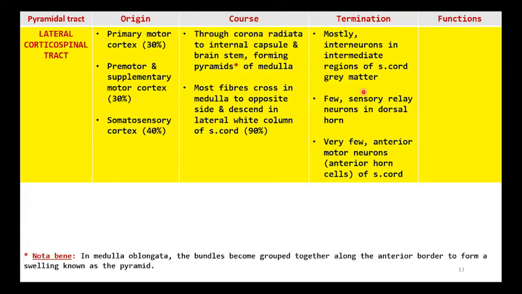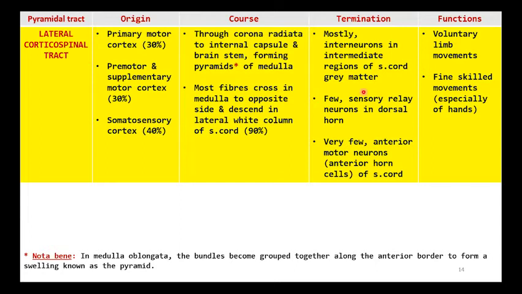And what do these lateral corticospinal tracts do? They control the voluntary limb movements, especially the fine skilled movements of the hands. This is the primary function of the lateral corticospinal tract: control of voluntary limb movements, especially fine skilled movements of the hands.